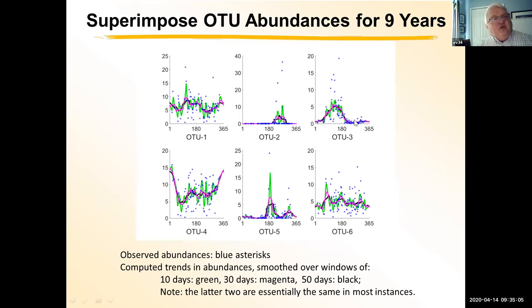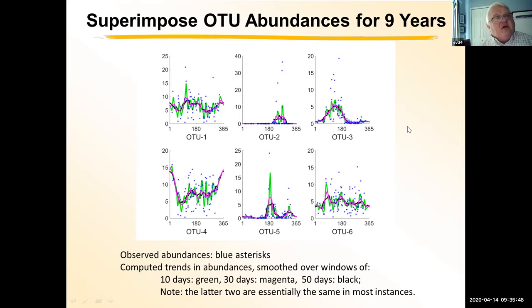So what we did was, for Lake Mendota, we took 9 years of abundances and superimposed them for every OTU. So we have one representative year from day one to day 365. The blue dots are the actual data points. And then we did some moving window smoothing with 10 days or with 30 days or with 50 days. There's a big difference between 10 days and 30 days, but there's not much of a difference between 30 days and 50 days. So we get these profiles for each OTU instead of a bunch of data points that are spread out over 9 years.